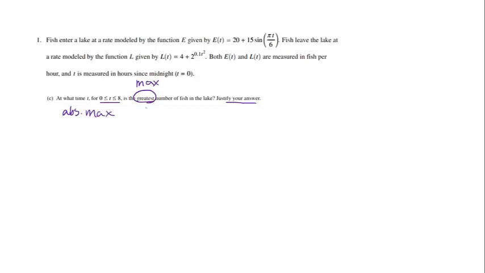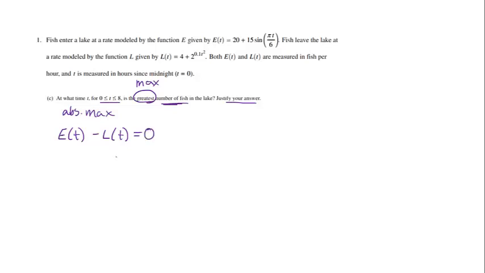So first thing is, if I'm looking for the number of fish in the lake, the derivative of the fish in the lake would be the rate at which the fish are entering minus the rate at which the fish are leaving. And to find a critical number for this, I would set this equal to 0.